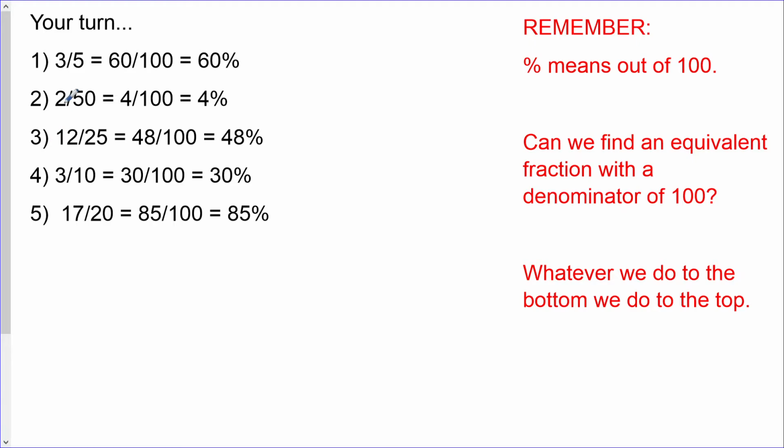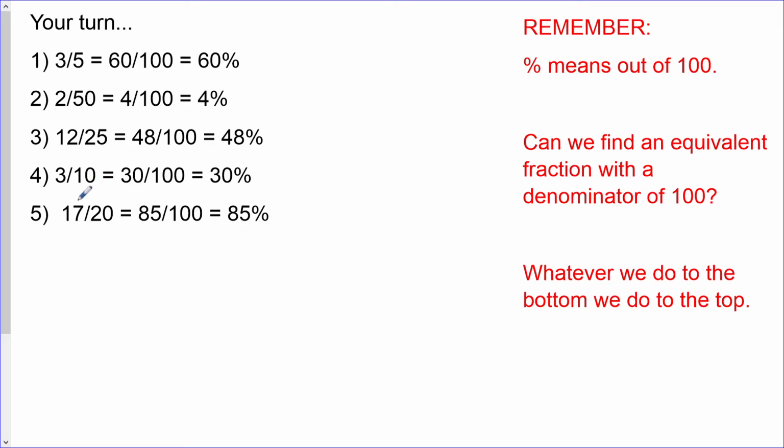So we should have converted from 2/50 to 4/100 by noticing that 50 times 2 is 100, so that 2 times 2 is 4. Then we should be able to see that 4 over 100 is the same as 4%. Number 3, we should have times the denominator by 4 to get to 100. So therefore we times the numerator by 4 to get to 48. And there 48 over 100 is the same as 48%.